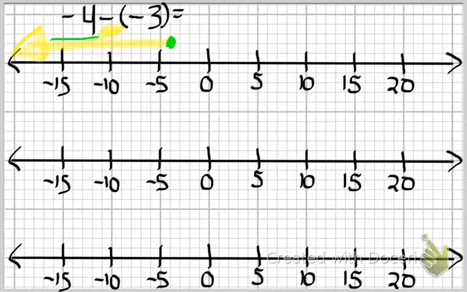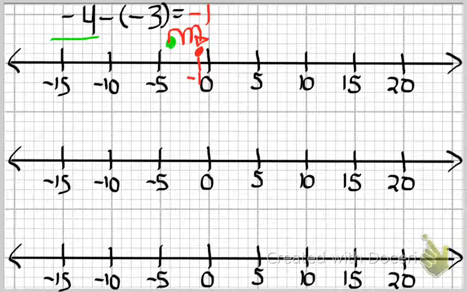So unfortunately, we don't get to go left like we wanted to here. We're going to have to go right. So instead of going left, we're going to go right 3 spaces. It's still going to be 3 spaces. That number still determines how far, but we're going to the right. So 1, 2, 3. We're going to be right here, and that is negative 1. So the answer to this question is negative 1.